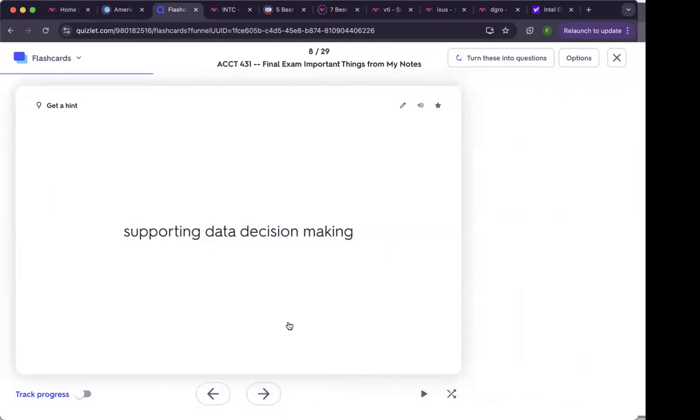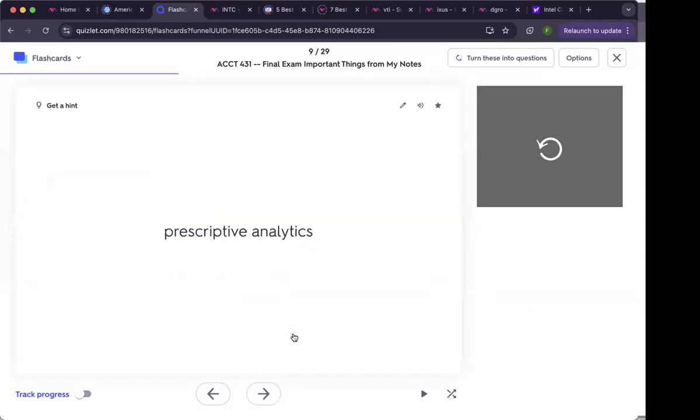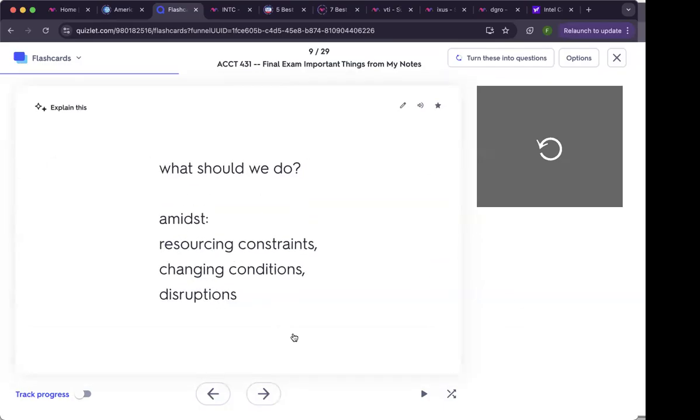Supporting how to support data decision making, you use prescriptive analytics. Prescriptive analytics is trying to figure out what we should do. So that's like those scenario analyses, because there are a lot of things we don't really know, or things that stop us, that we need to analyze to find the best thing for us to do. So we have to keep in mind we have resourcing constraints, things like time, money, capital assets, storage, all those things.